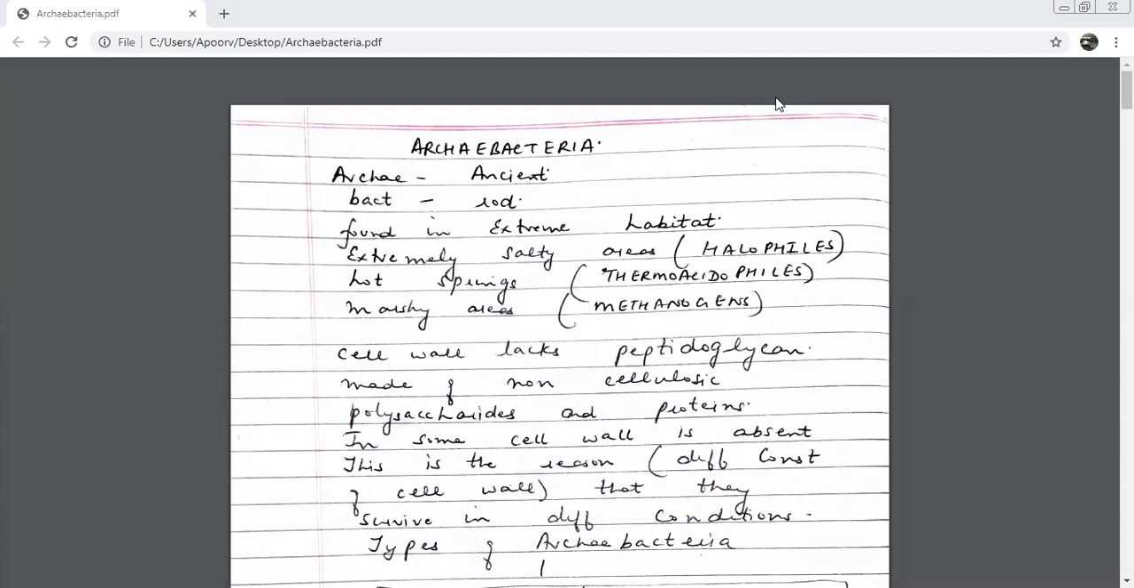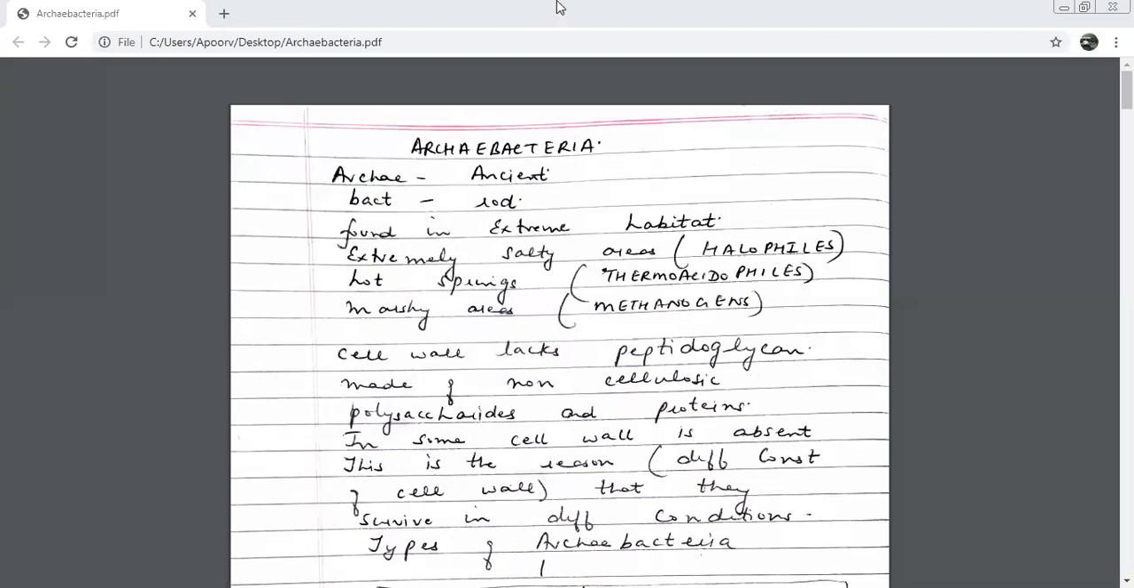Methanogens. What is special about these bacteria is that their cell wall does not have peptidoglycan. Then what is the cell wall made up of? It is made up of non-cellulosic polymers, mainly two things: polysaccharides and proteins. However, there are some varieties where the cell wall is absent altogether.